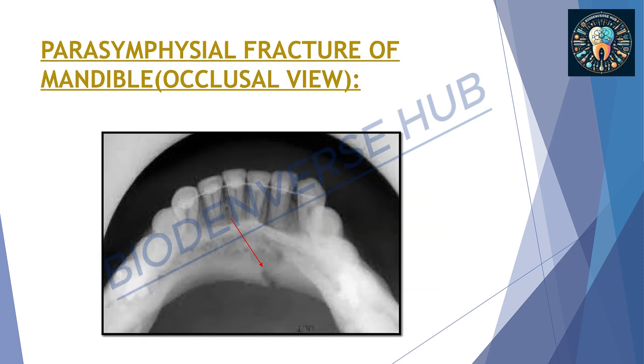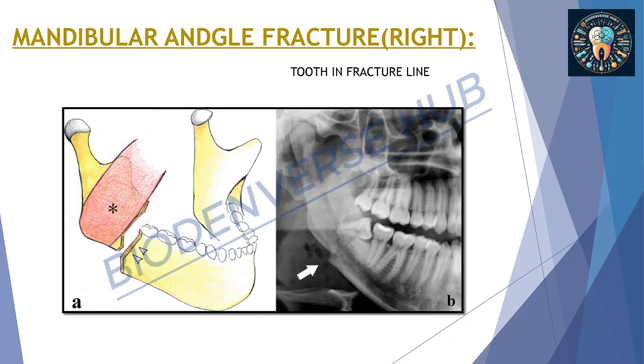Now another mandibular fracture we can see is again of the parasymphysial region, but here this view is known as the occlusal view. Now another mandibular fracture is seen in the radiograph, and that we can see at the angle region, as we can clearly see from both of the images. In the radiographic images, on the right side, there is an angle fracture.